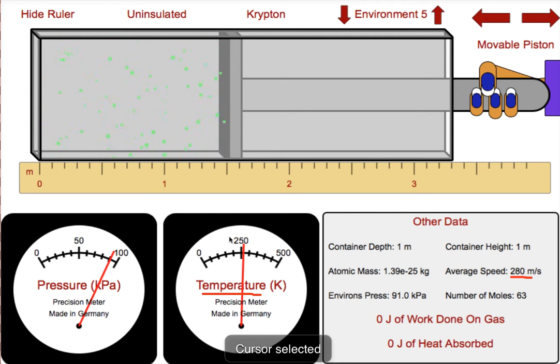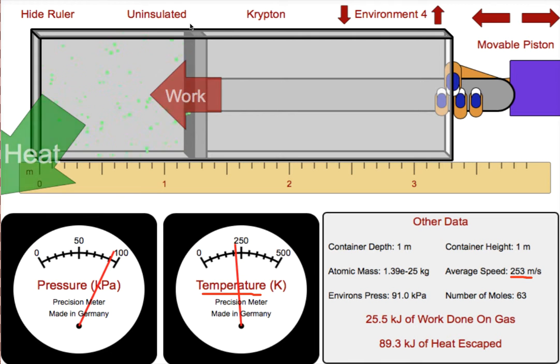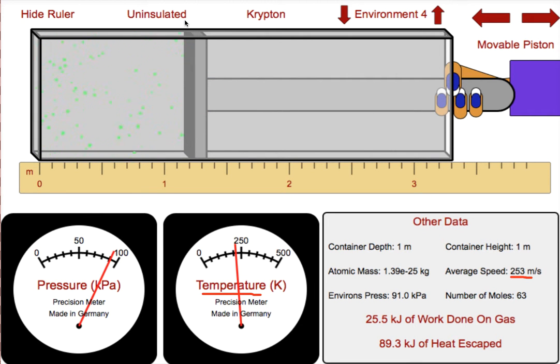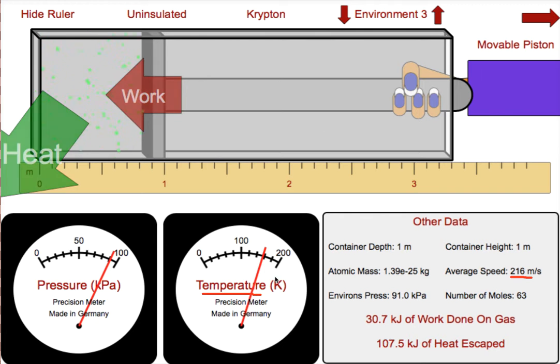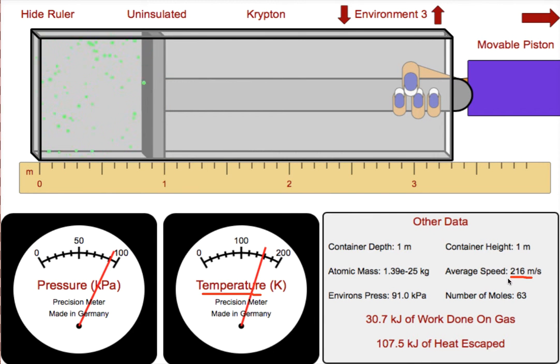Okay, so to change the temperature, you simply change the environment that the piston is in. Since the piston is uninsulated, the gas inside will quickly reach the temperature of the outside environment. So you could have the students cycle through some different environments, recording temperature and average speed.